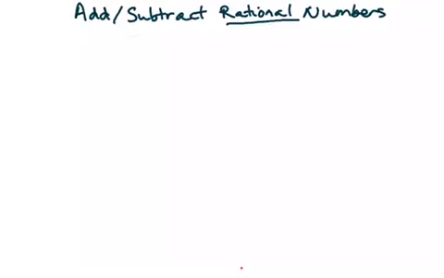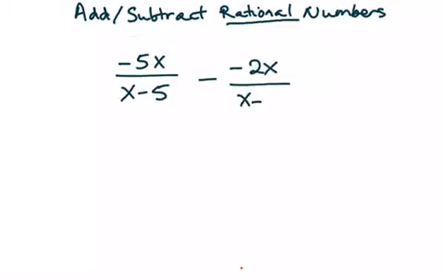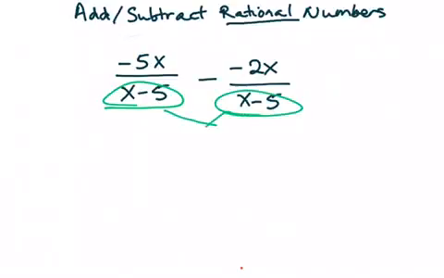All right, but what if we have a number that has a bunch of variables in it? For example, if I have negative 5x divided by x minus 5 minus negative 2x over x minus 5. So let's first of all look at the denominators and see if we're safe. x minus 5, x minus 5. Okay, that's cool. They're the same. Therefore, we don't have to worry about anything else, actually. As a matter of fact, that bottom number is going to be x minus 5.